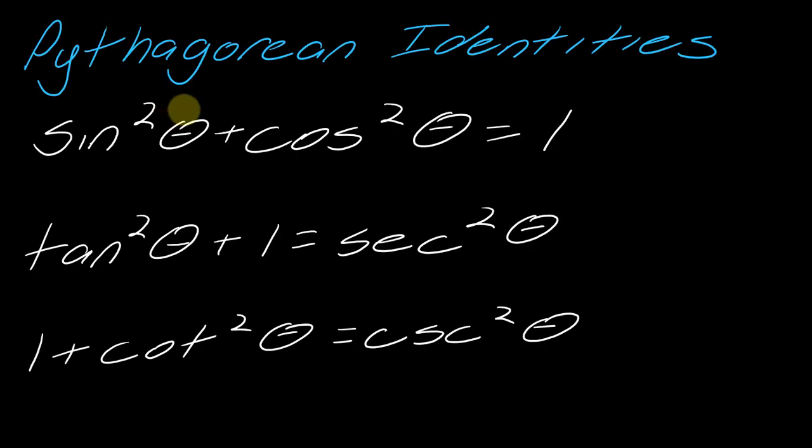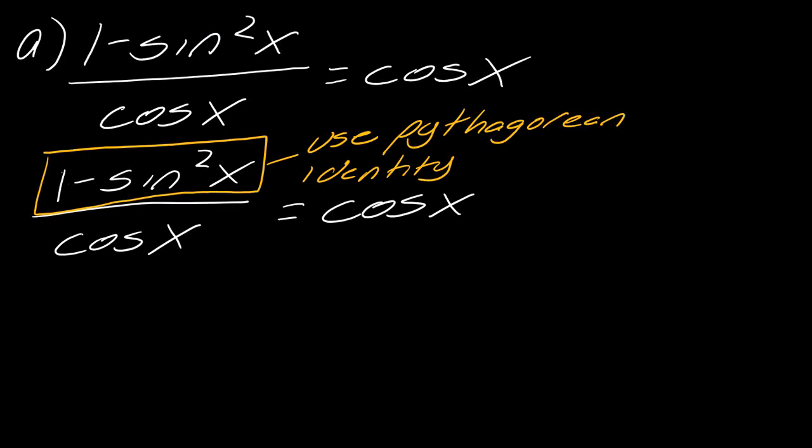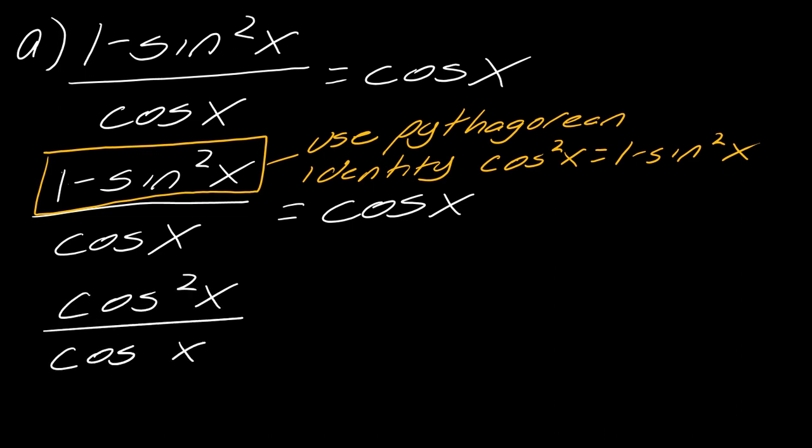So notice normally it would be sine squared theta plus cosine squared theta equals 1. And the way that I want to think about it, I'll just show you. I want to rethink of this as cosine squared theta equals 1 minus sine squared theta. Okay? So just on the side here, I'm going to write that out. Cosine squared x equals 1 minus sine squared x. So you need to make sure that you're filling in details in a way that's neat and clear. And so then I can rewrite this top part as cosine squared x over cosine x equals cosine x.